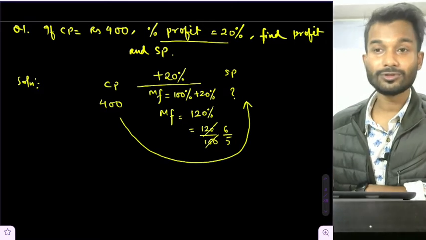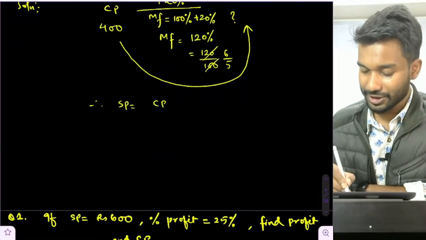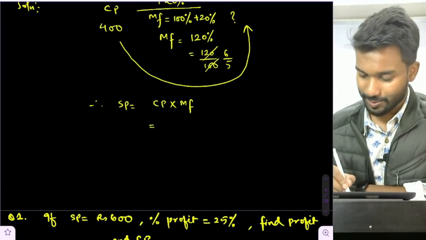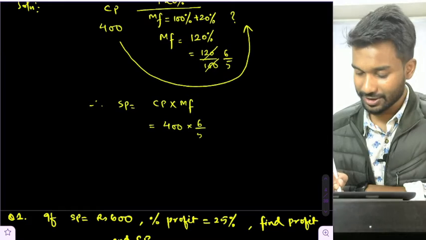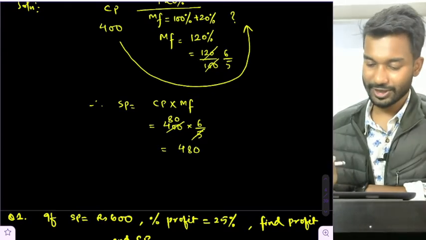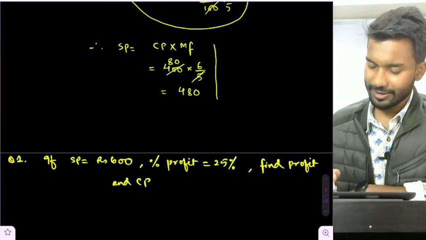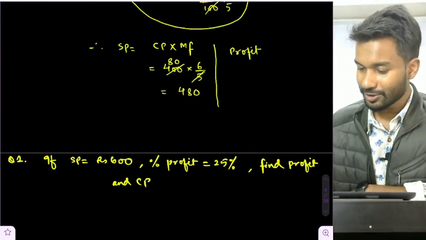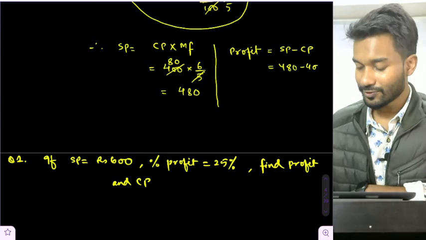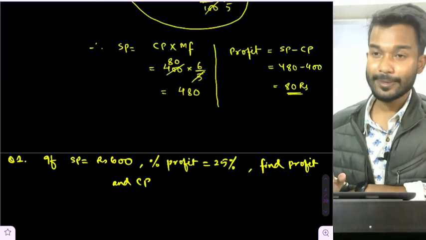To find selling price, we have to go in the forward direction. So the selling price of the article will be how much? In the forward direction, we multiply with the multiplication factor. Cost price multiplied by the multiplication factor. Cost price is 400. Multiplication factor is 6 by 5. And 5 how many times? 80. 6 eights are 480. They are asking, find profit and the selling price. So selling price we got. Profit is also ours. Profit will be equal to selling price minus cost price. Selling price is 480, cost price is 400. This will give us 80 rupees profit. I hope you have understood this one.